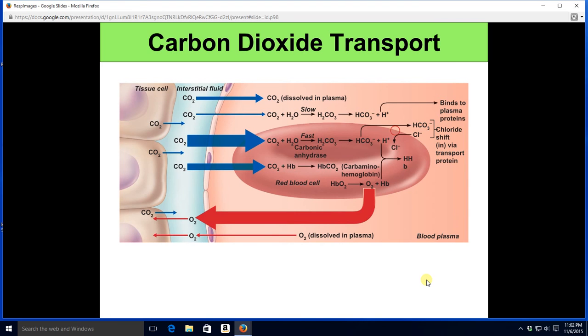All right, here we have a picture of what's going on in your blood. Tissue cells are making CO2. CO2 diffuses into the interstitial fluid, then into the bloodstream. And inside the bloodstream, 4 different things are going to happen to it. And we'll pick up with those 4 things next time.